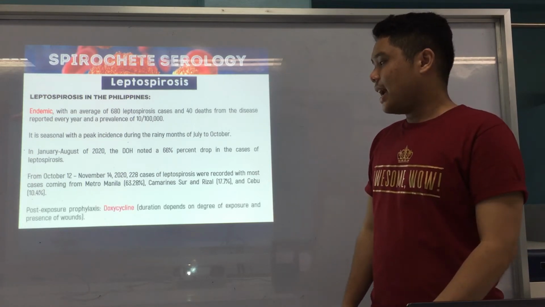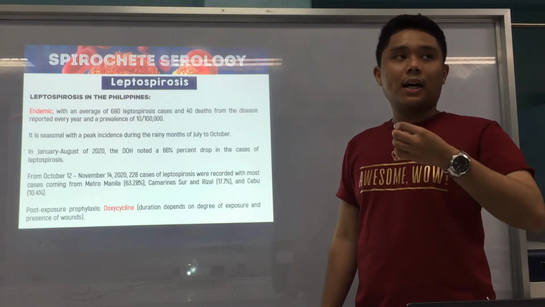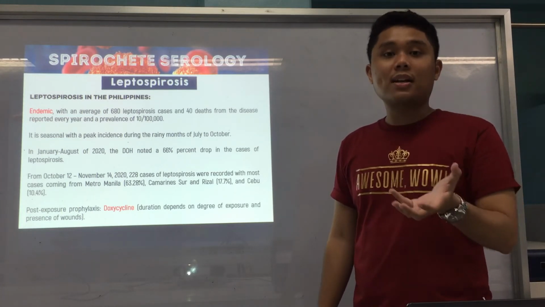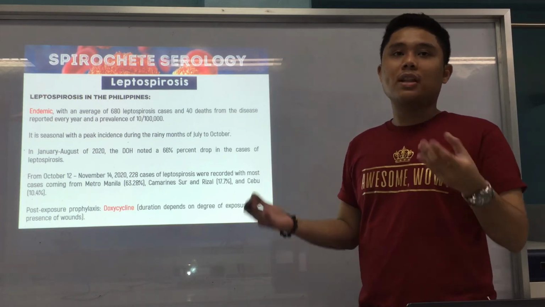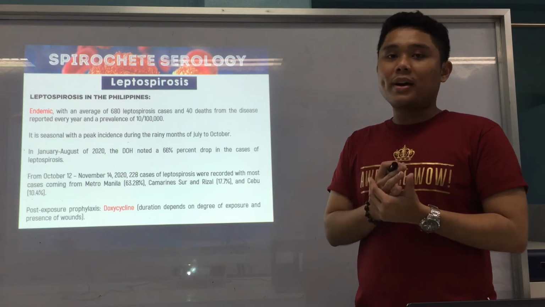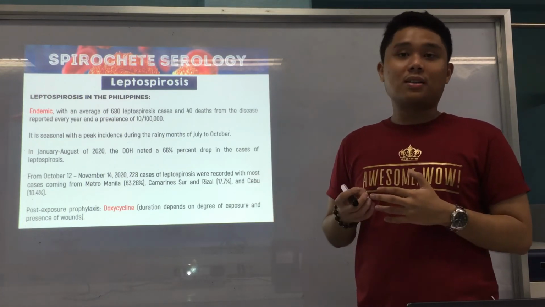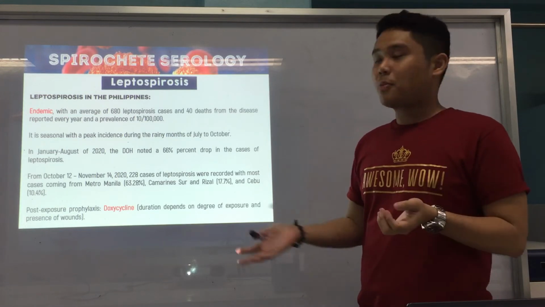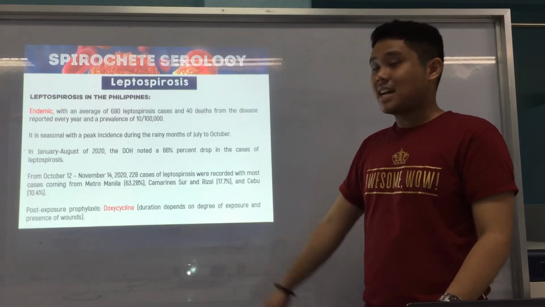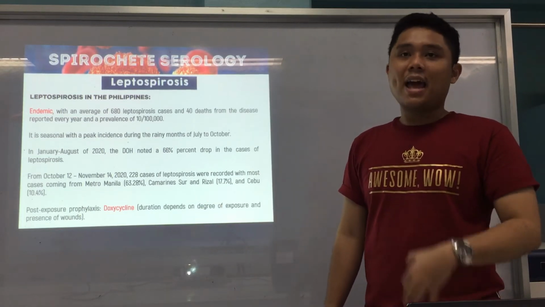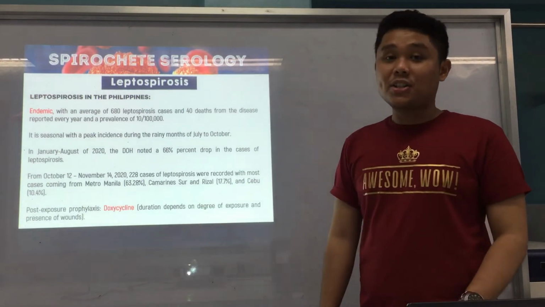Especially in the rainy months, if you were exposed, if you waded through floodwater and your skin was exposed, you have no boots. Always after, if you went through floodwater, go to the health centers or to the doctors and ask for a prophylaxis. Always have a post-exposure prophylaxis, and that is doxycycline. That's an antibiotic. The duration depends on the degree of exposure and the presence of wounds.